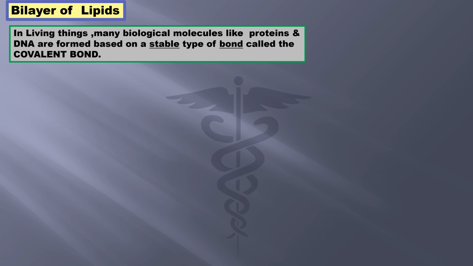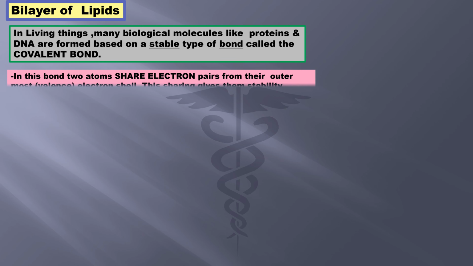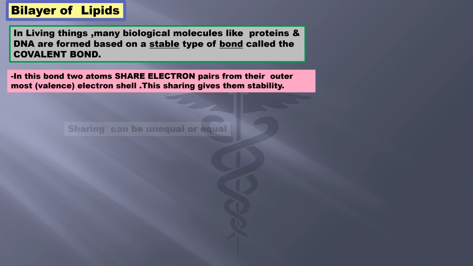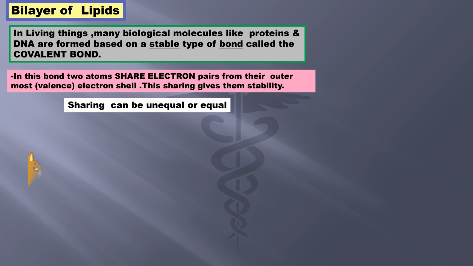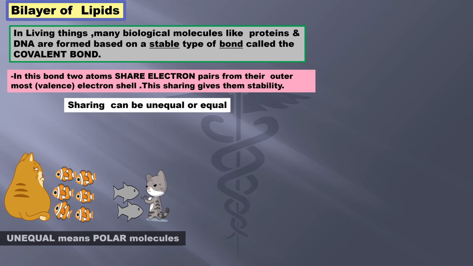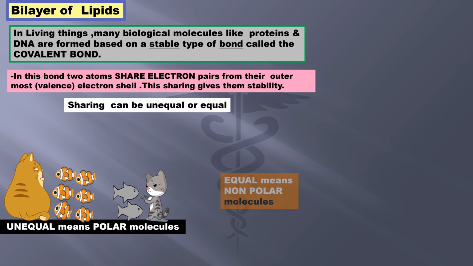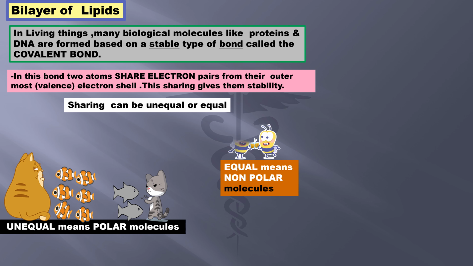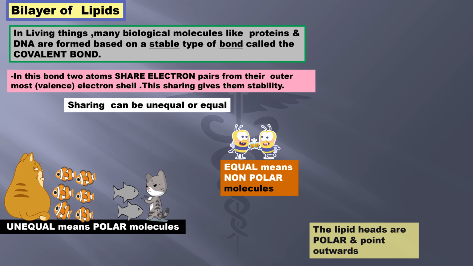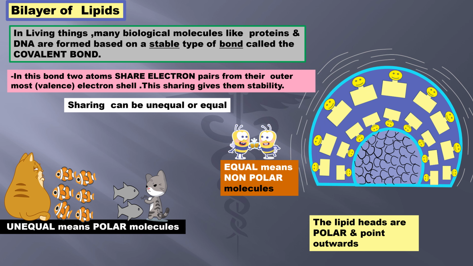In living things, many biological molecules like proteins and DNA are formed based on a stable type of bond called the covalent bond. In this bond, two atoms share electron pairs. By sharing their outermost or valence electrons, atoms gain stability. This form of sharing can be unequal or equal. When unequal, they're called polar molecules, and when equal, they're called non-polar molecules. The lipid heads in the nerve membrane are polar and point outwards, and the lipids are phospholipids.